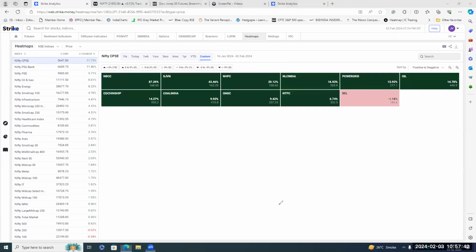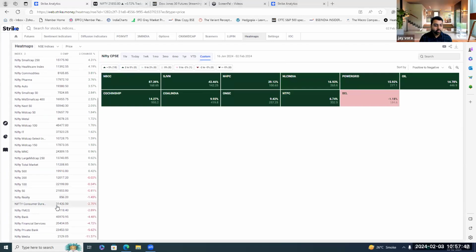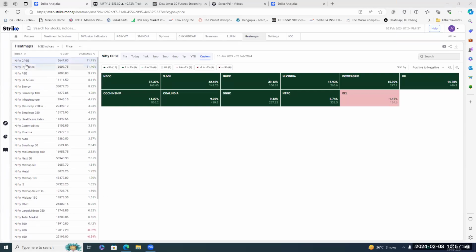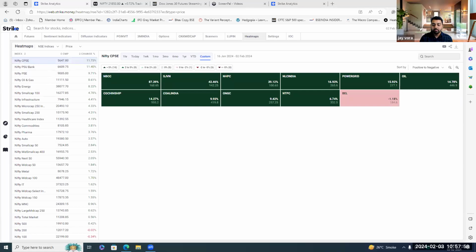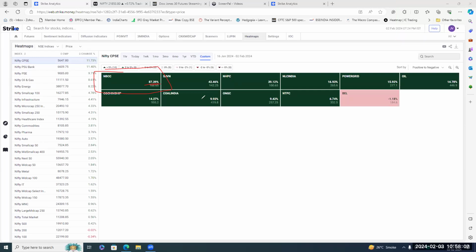It is telling me that despite Nifty being where it is right now, Nifty is actually down by 0.81% in these 14-15 days, but CPSC is the one which has been outperforming. Within CPSC, NBCC is the one which has given like 87% return over here. So what it helps you to do is understand the relative strength analysis.